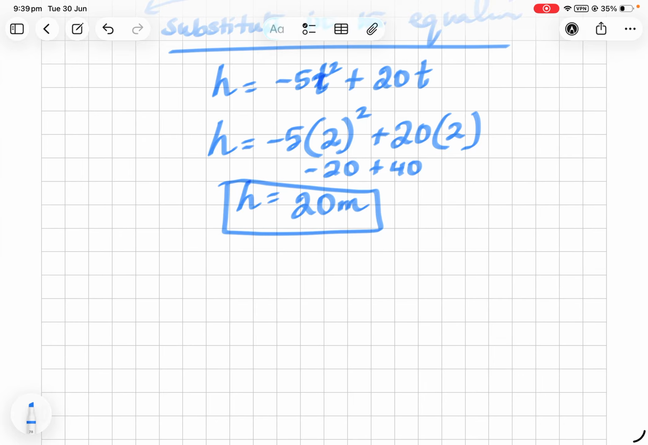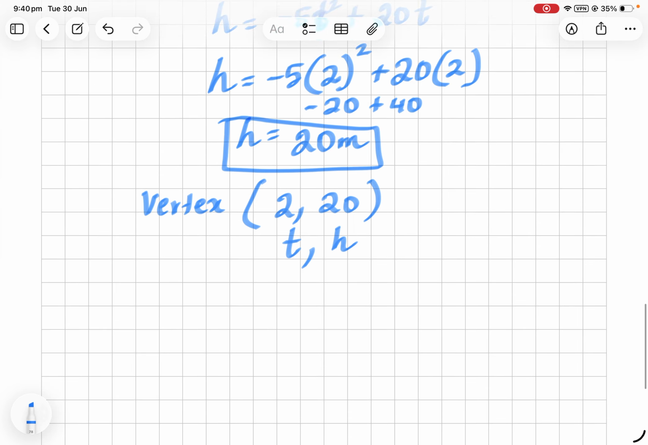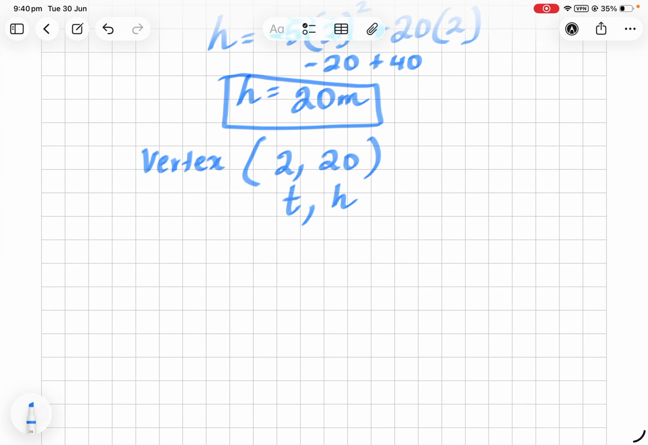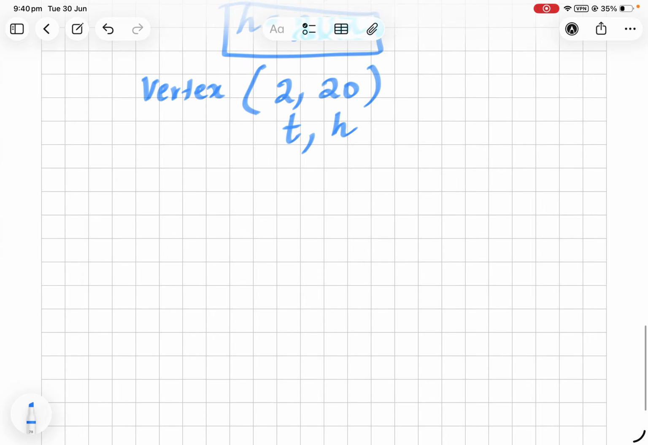Now, the time that it took to get there, we already solved. The time that it took to reach there was 2 seconds. So you can actually write your vertex as 2, 20. So this is your t and this represents your h. Now, after kicking, the ball has to come back to the ground, right? So how long will it take for the ball to reach the ground? So now that is a third question.